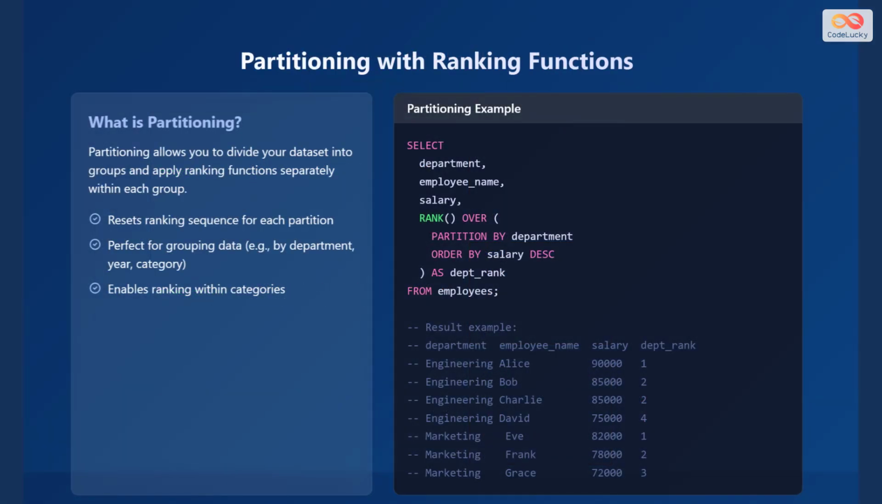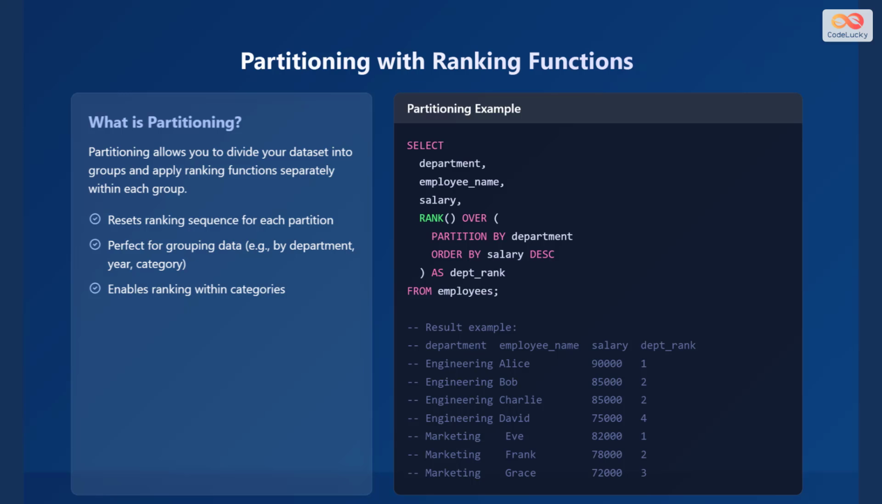Let's learn about partitioning with ranking functions. Partitioning allows you to divide your dataset into groups and apply ranking functions separately within each group. Here are some key points. It resets the ranking sequence for each partition and is perfect for grouping data, for example by department, year, or category. It enables ranking within categories.